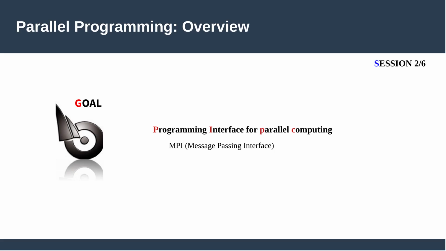Parallel programming involves multiple processes working simultaneously to solve complex problems efficiently. The programming interface is crucial for managing these processes. MPI, or Message Passing Interface, requires explicit communication management by the user, ensuring precise control over data exchange between processes.